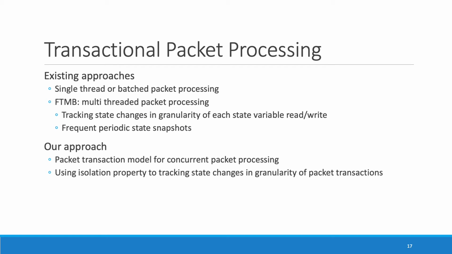To support concurrent packet processing, FTC introduces transactional packet processing. Most existing solutions only support single-threaded and batched packet processing. FTMB, the state-of-the-art, is the only system that provides concurrent packet processing. However, FTMB uses a complex design to track state at the granularity of any read and write on every state variable.